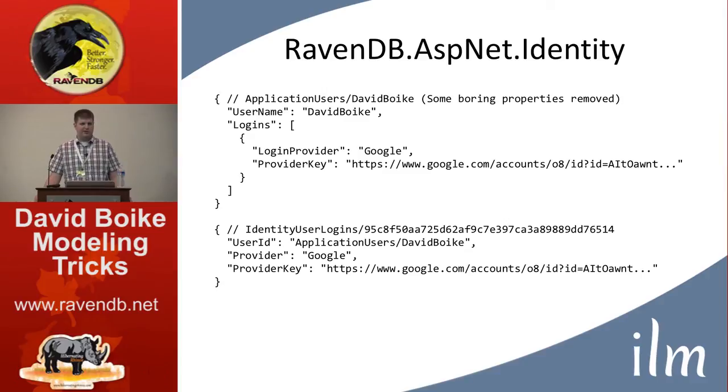So this allows us to load the top document and then just show the list of, here are your ways of logging in. Or when we're logging in, we can load the bottom document with an include on the top document and know that we are logging in with the correct credentials. And the NuGet package takes care of that all for you. You basically strip out the Entity Framework stuff and throw this in, and it just works.